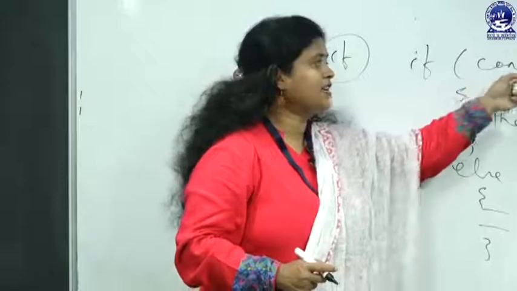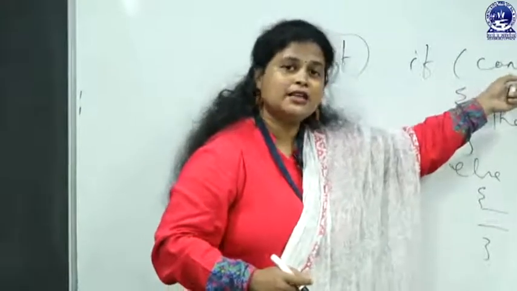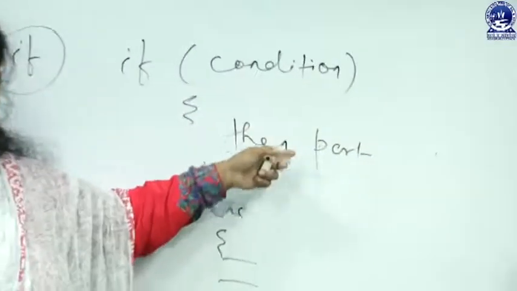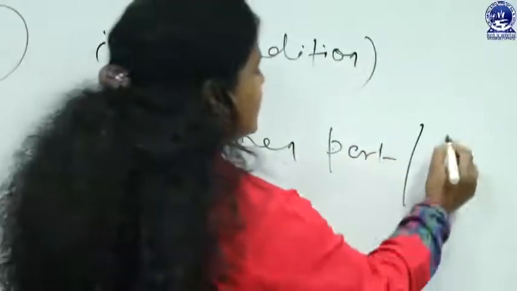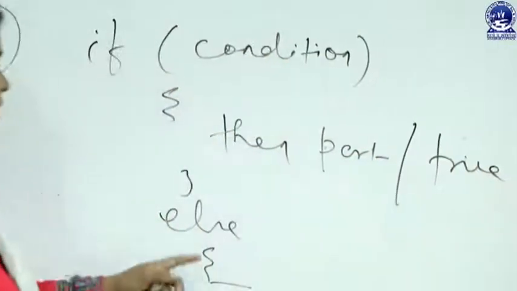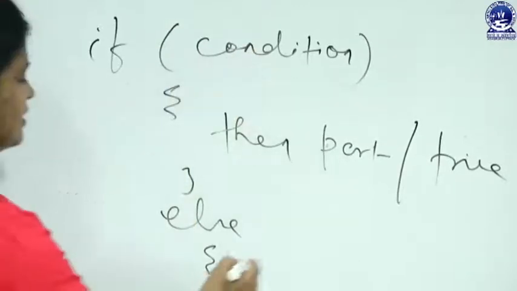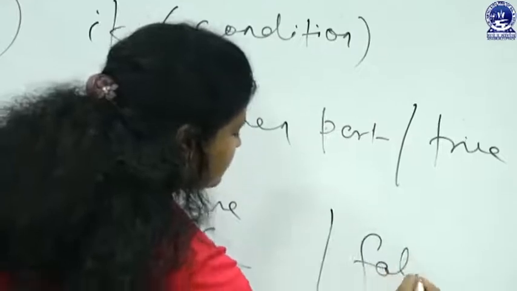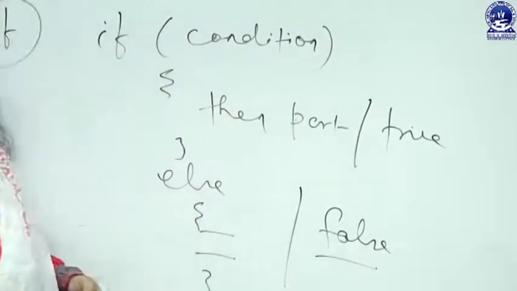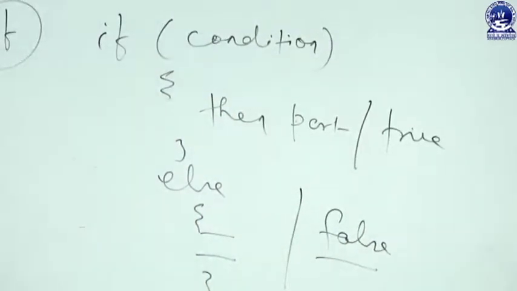If condition means that you are checking some values. Then part means that it is the true part, and else means that if the condition is not true, then you will execute a false part or else part. Okay. Now, I am writing the example.